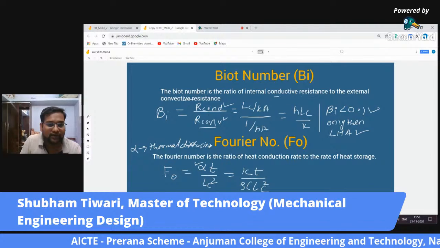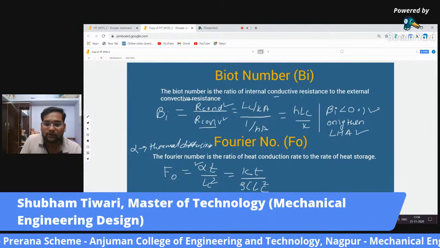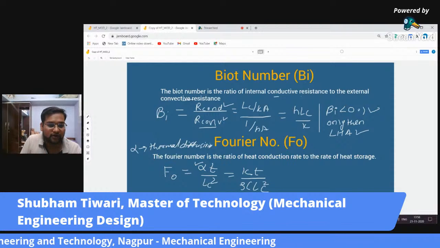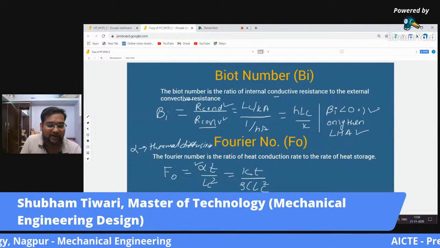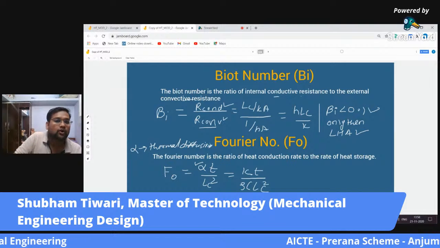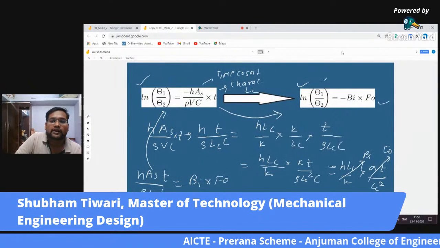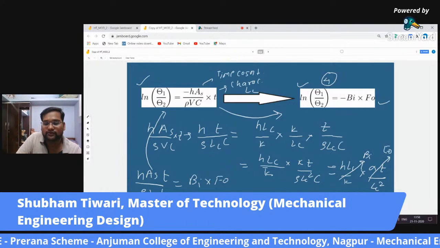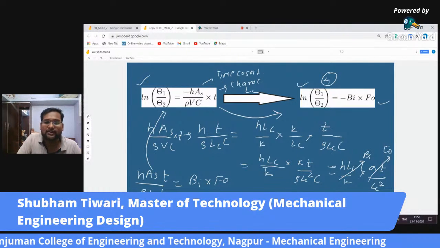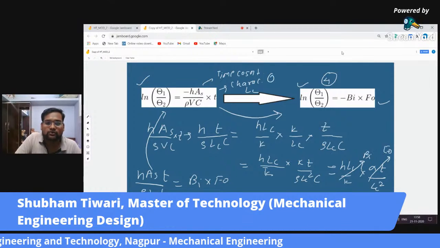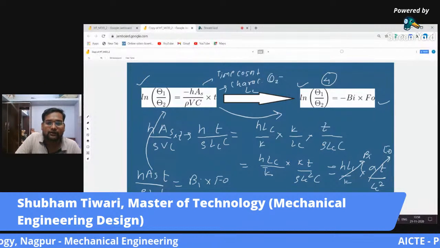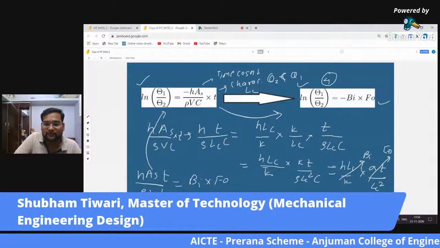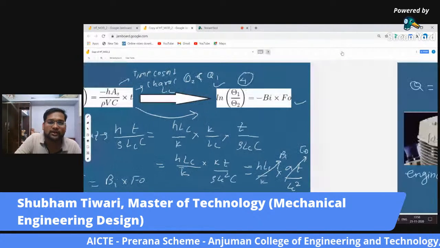Then we saw the Fourier number. What is the Fourier number? The Fourier number is the ratio of heat conducted to the heat stored. So Fo is alpha T upon Lc square. This was very important while deriving the fourth form. The fourth form is minus Bi into Fo equals ln of theta 1 by theta 2. Now what is theta 1 by theta 2? I told you theta 2 and theta 1 are essentially the temperature differences. Theta 1 is T1 minus T infinity and theta 2 is T2 minus T infinity.